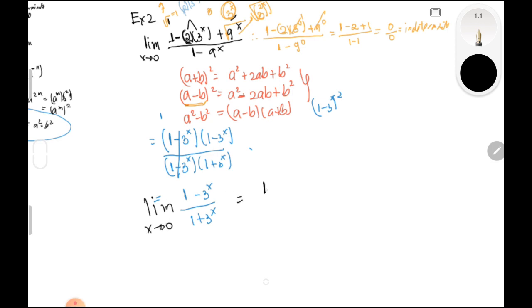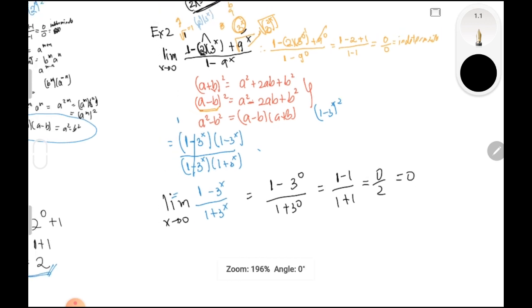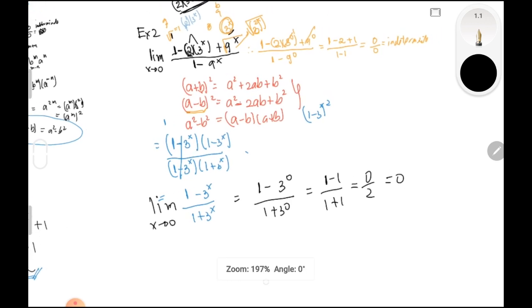So, therefore, we have 1 minus 3 raised to 0 divided by 1 plus 3 raised to 0. So, we have 1 minus 1 divided by 1 plus 1. We have 0 over 2. Any number multiplied or divided by 0 is always equal to 0. Okay? So, that is for our limits for our exponent.